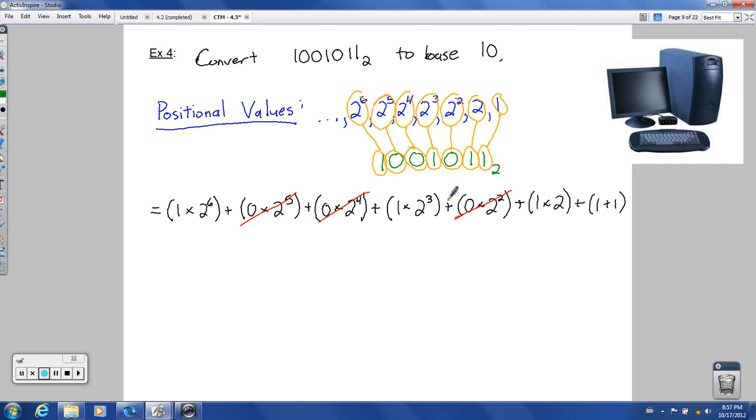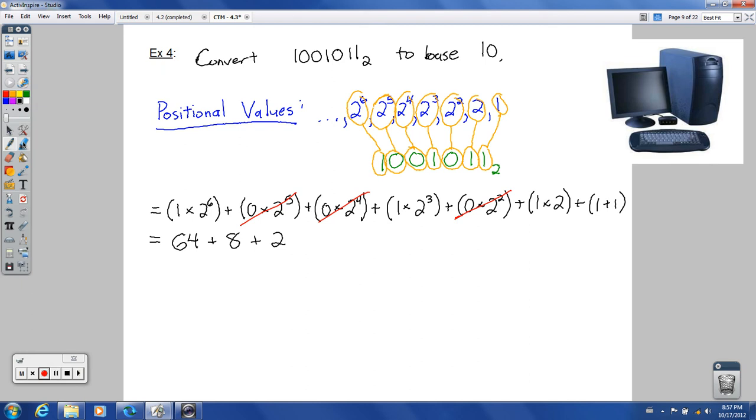And I just need to work those out. So what is 2 to the 6th power? 2 to the 5th power, I know, is 32. I know that's going to be 2 times bigger than that. So this one becomes 1 times 64, or just 64. 2 cubed is 8, so 8 times 1, that's just 8. 1 times 2 is 2. And that should be a times sign.